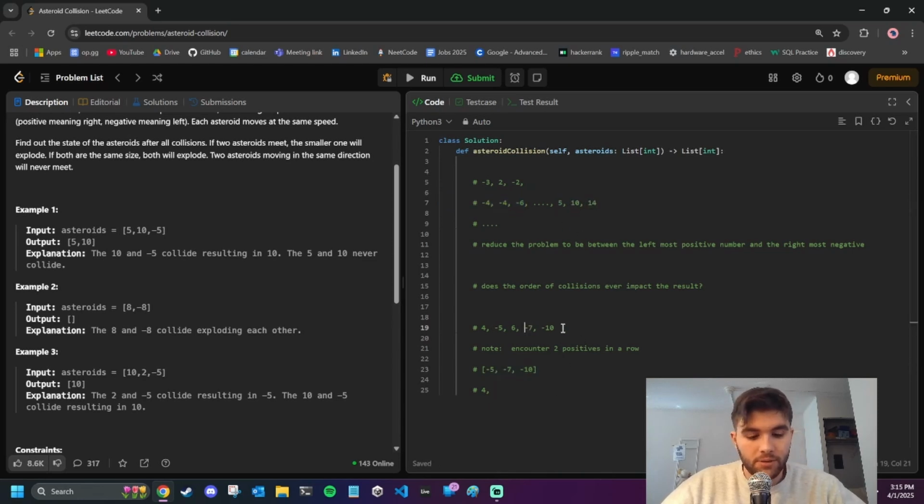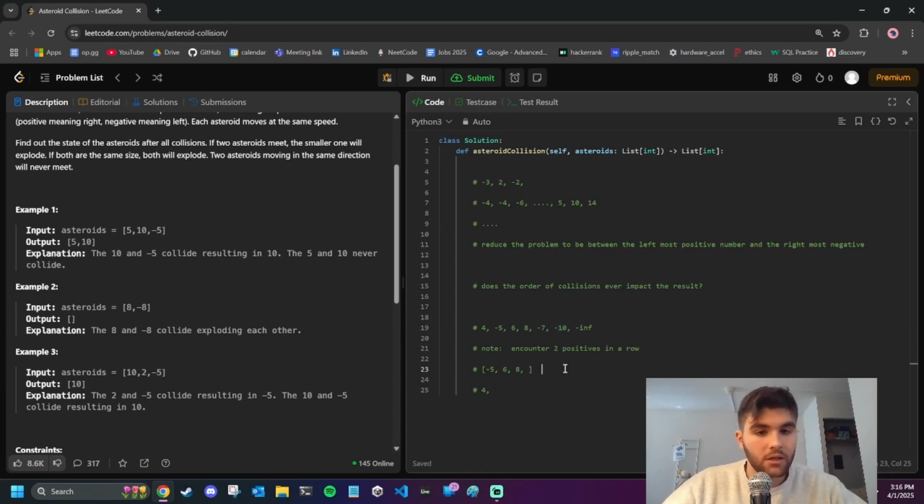So what if we encounter 2 positives in a row like this? So if we have like 8, then this would be the same. When we add 6, we'll also add 8. Then -7. So I guess, let's say if you had -infinity, this would break everything. So you keep popping from the stack until you encounter a negative number. So -7 would lose. Now -10 would pop this off the stack.